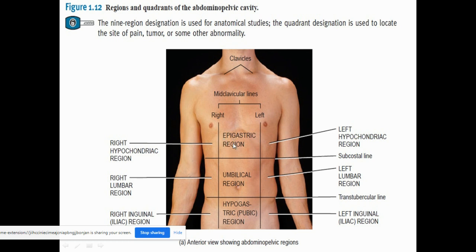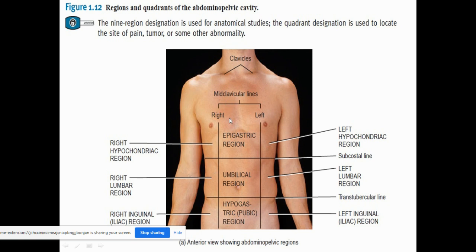The upper region is called the epigastric region, the middle region is called the umbilical region, and the lower region is called the hypogastric or the pubic region. These are the 3 regions divided by the horizontal lines, the subcostal line and the transtubercular line. Then you have the vertical lines. You can see the clavicles or the shoulder bones here, and the two lines running from top to bottom are called the right and left midclavicular lines.